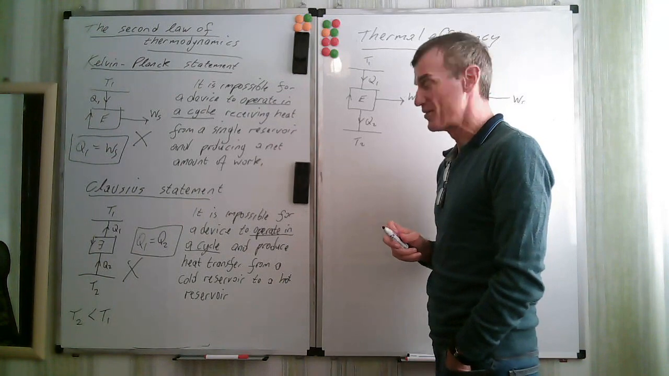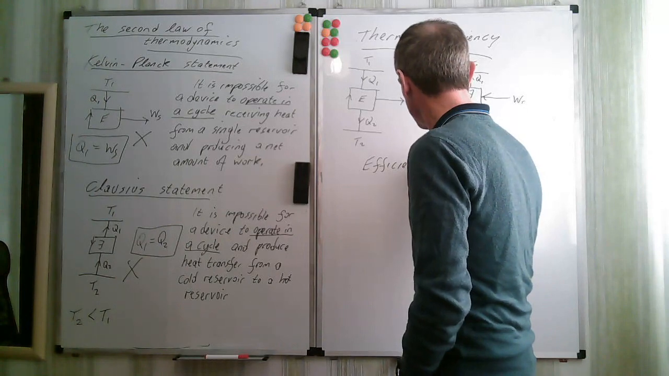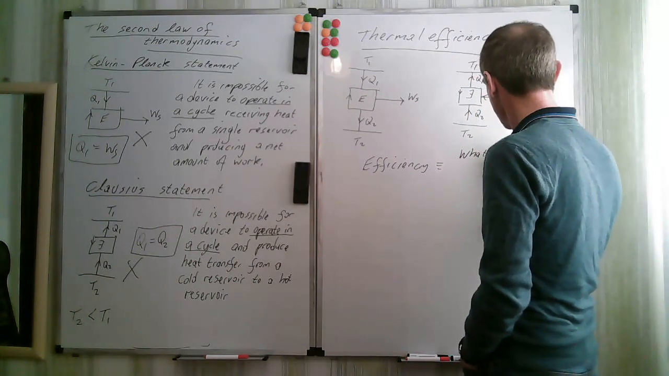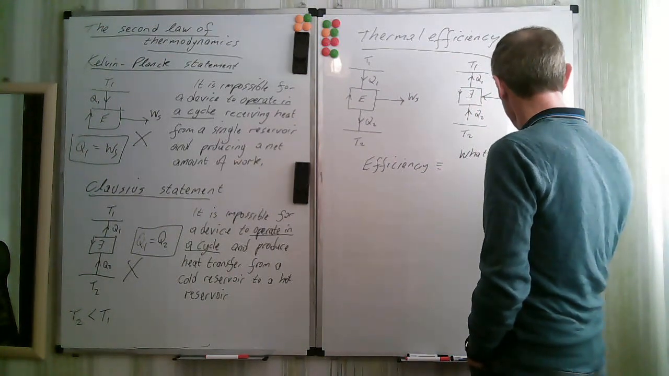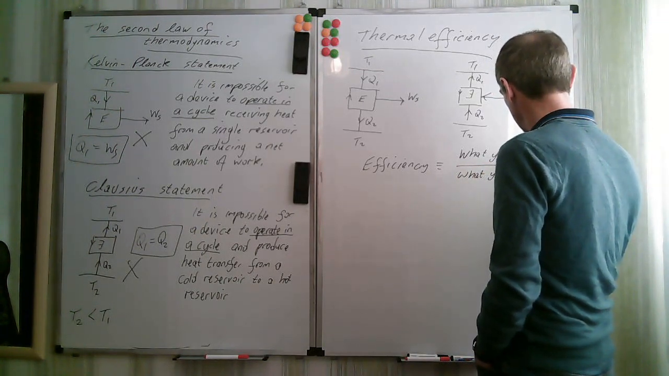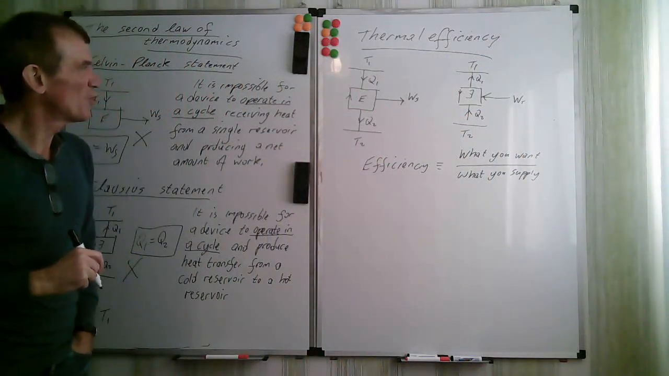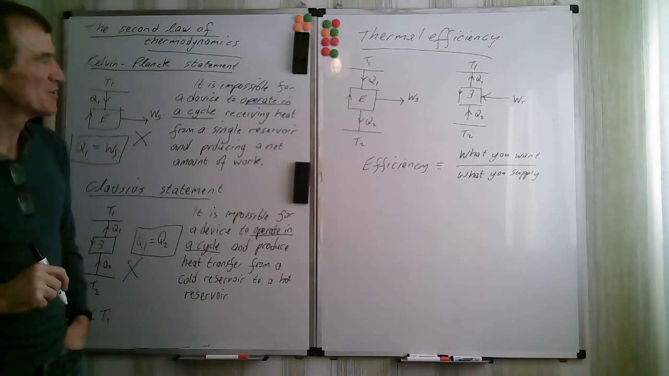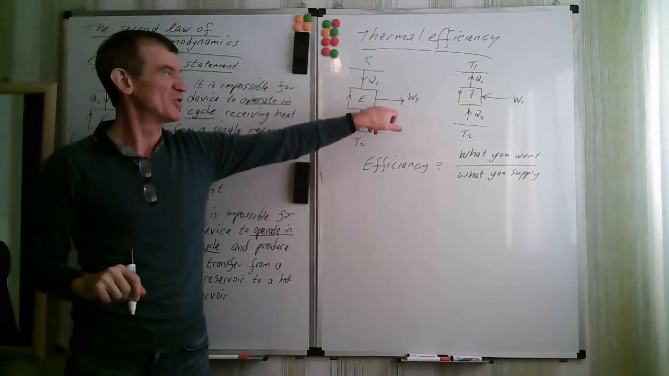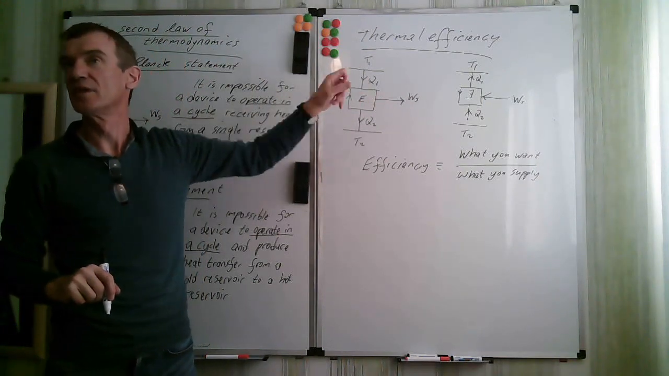Efficiency could be viewed as what you want over what you are willing to give, or what you supply. Essentially, it's a ratio. So what do we want for an engine? We're allowing this; we can't do this, for sure. But what we want, of course, is work. This is what we want. And what we're supplying is heat from this reservoir.